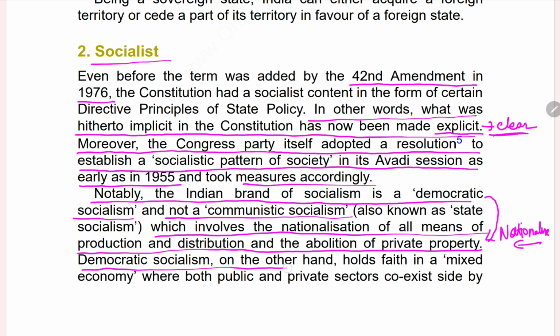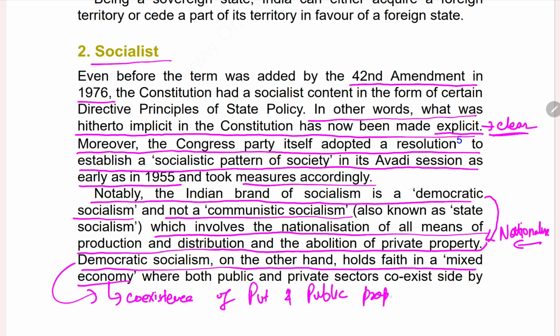Democratic socialism, on the other hand, holds faith in a mixed economy. So this is called communist socialism that China follows. There is no private property, no capitalism, and all the means of production are nationalized. Whereas democratic socialism, which India follows, is a mixed economy. Mixed economy means coexistence of private and public property.